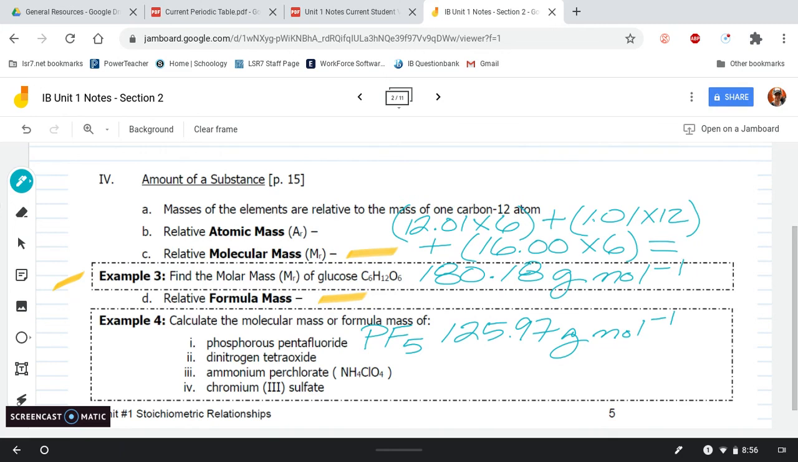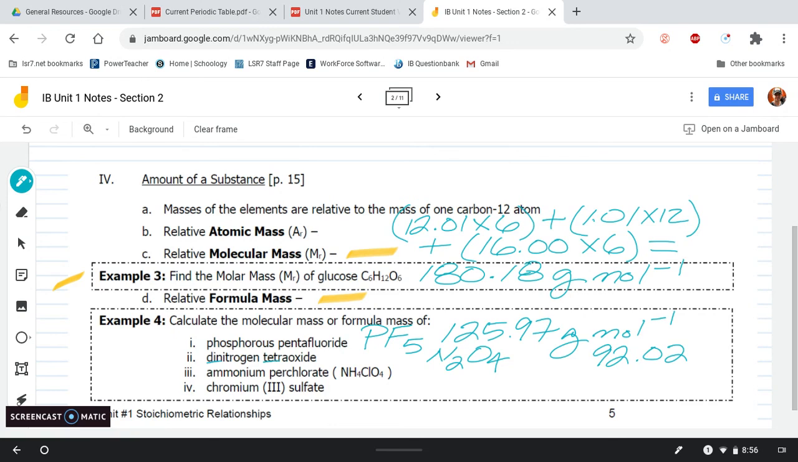Dinitrogen tetraoxide means you have 2 nitrogens. That's the di. And you've got 4 oxygens. No crisscrossing because, see, we're using prefixes. So with the prefixes, there's no crisscrossing. So if I add that up, 92.02, also grams per mole. Kind of running out of space there.